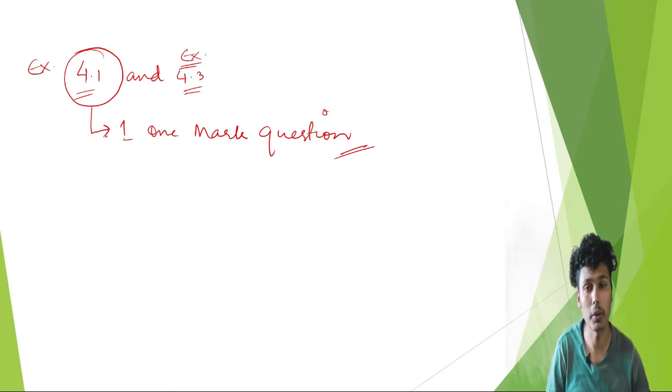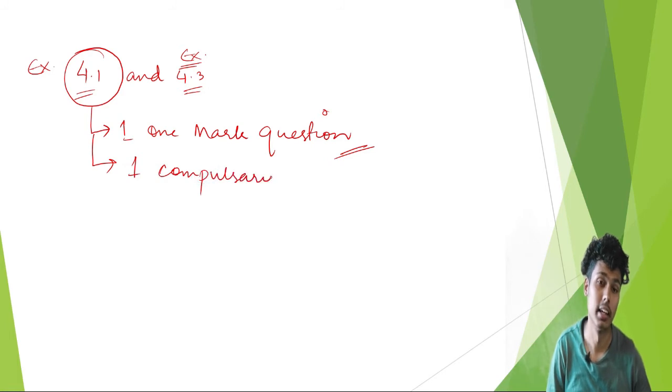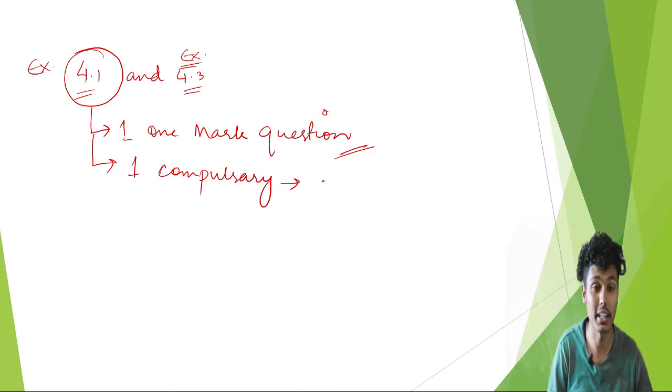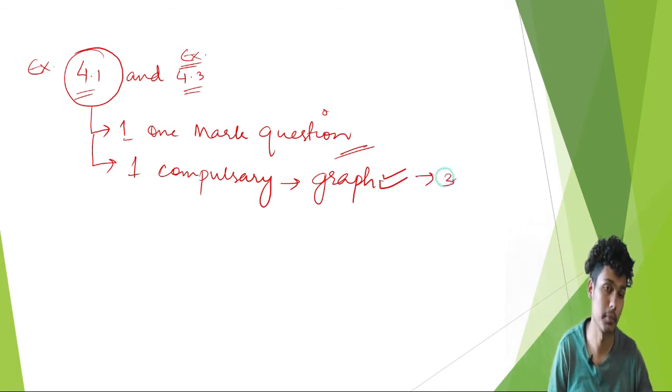Also from 4.1, they ask 1 compulsory question all the time, which is solved by the graphical method, that is, drawing a graph. 1 graph question is asked compulsorily from this chapter, carrying 3 marks.